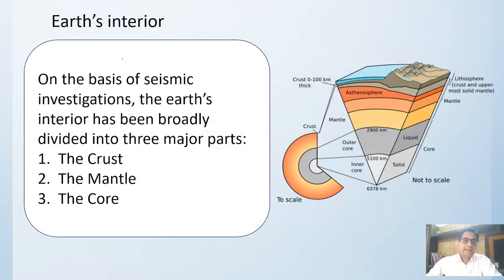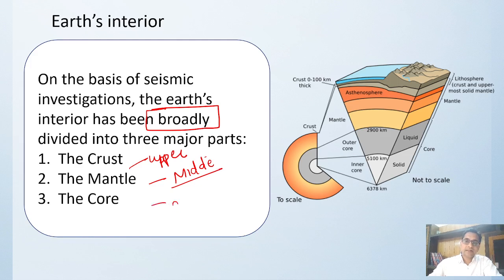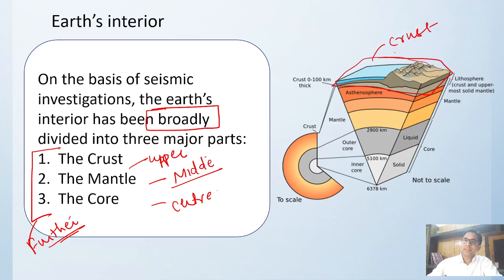So the Earth's interior is broadly divided into three parts: the crust, the mantle, and the core. The crust is the uppermost part, the mantle is the middle part, and the core is the last, central part. Under that there are further divisions. If you can see over here in this picture, this part is called the crust, and we call it the lithosphere.